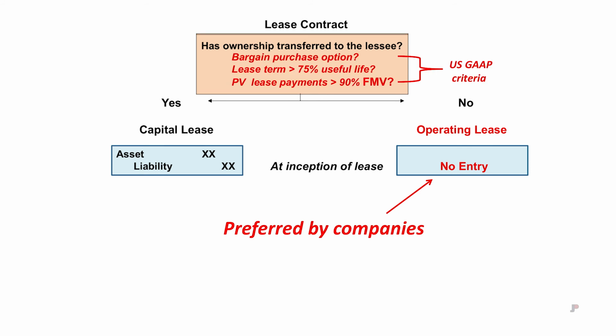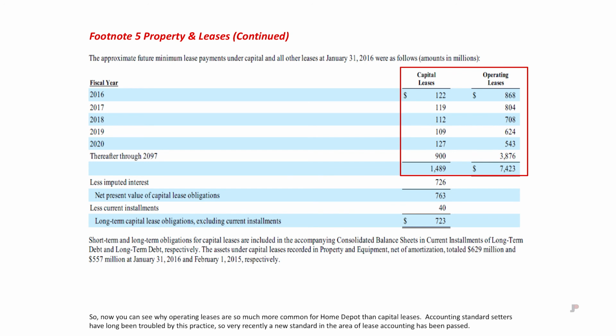And often companies like Home Depot structure the terms of their leases so that they do not meet the criteria requiring capital lease accounting: bargain purchase option, lease terms less than 75% of the life, and present value greater than 90% of the fair market value. So now you can see why operating leases are so much more common for Home Depot than for capital leases.